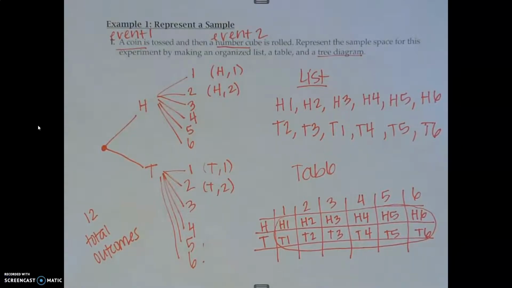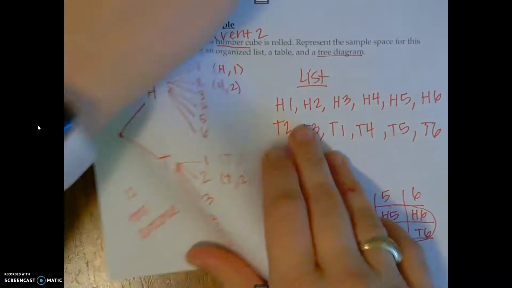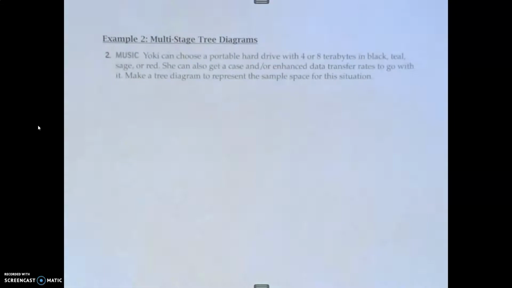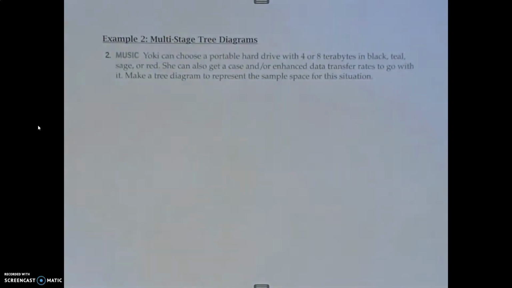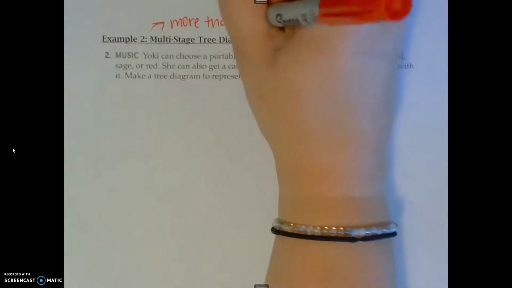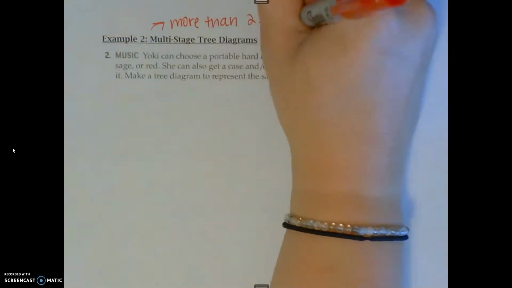Okay, so now we're going to move on to the second example. So I'm going to remove this paper. Now our example 2 is multi-stage tree diagrams. And what this word multi-stage means, it means more than 2 experiments.